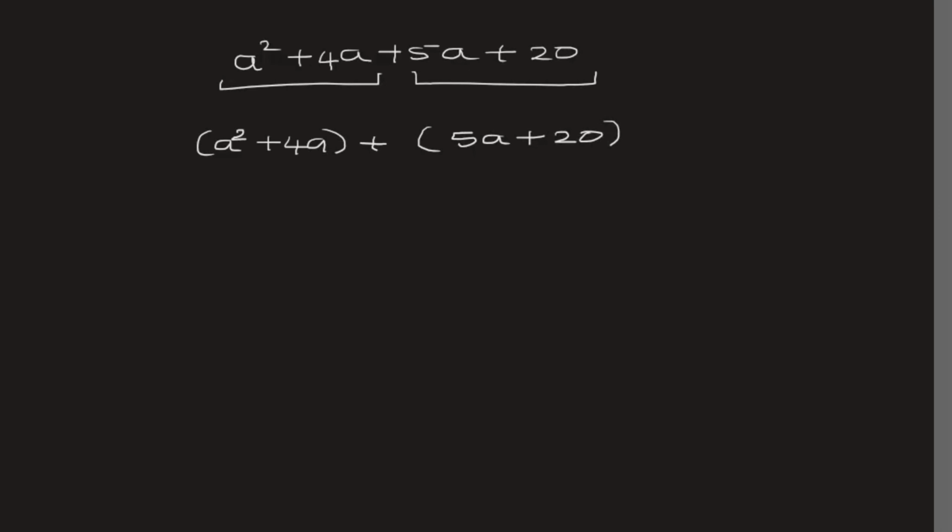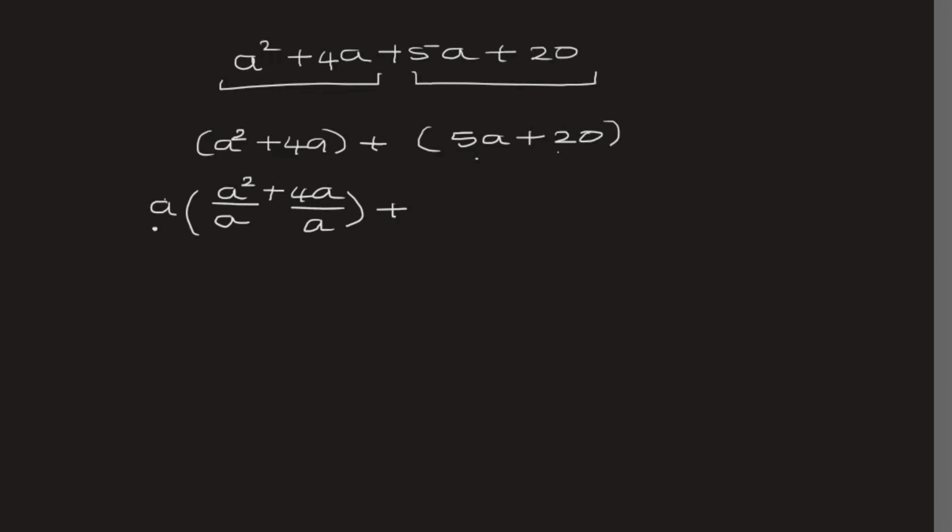Then, in the first bracket, what is our highest common factor? So our highest common factor here is a. So you write the a outside, and then you have a squared plus 4a. Then you divide it by the highest common factor, which is a, divided by the highest common factor, which is a, plus. What is the highest common factor in the second bracket?